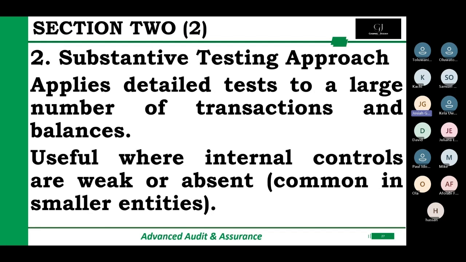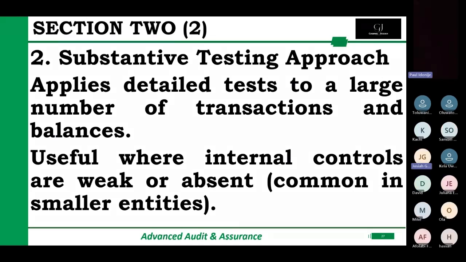Then for the substantive testing approach, you see now we are going from down to top. The substantive testing approach speaks to applying detailed tests to a large number of transactions. So this speaks more to larger companies and mid-sized companies, and the detailed tests of the number of transactions and balances is where you use the substantive testing approach. It's useful where internal controls are weak or absent. Some may be common also in smaller entities. You can use the substantive testing approach for smaller entities where their transactions are a bit much.